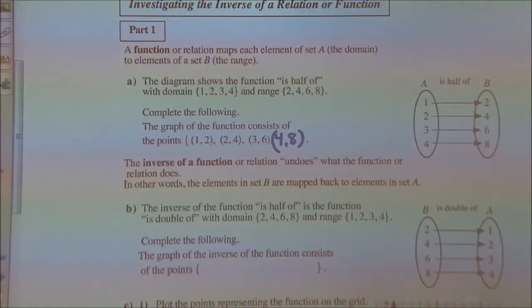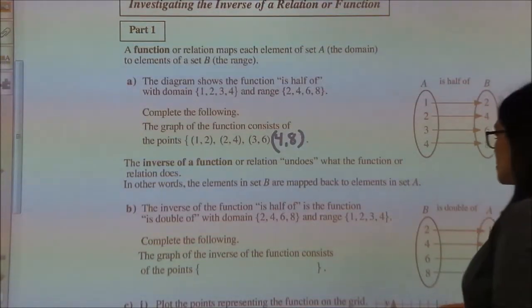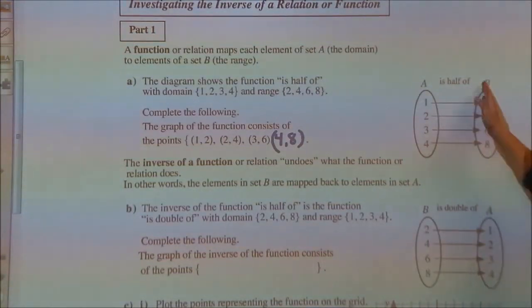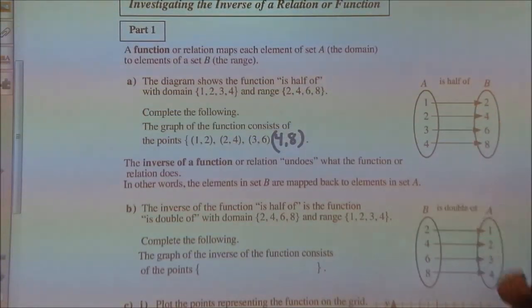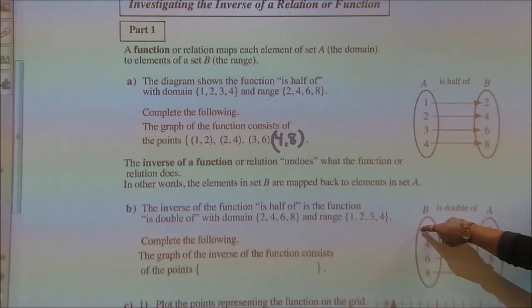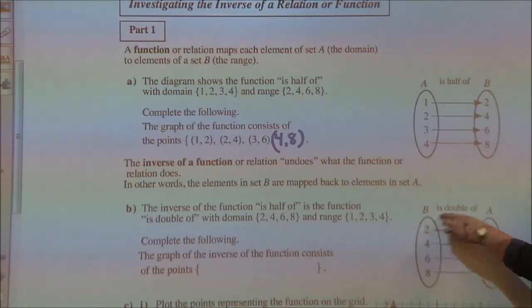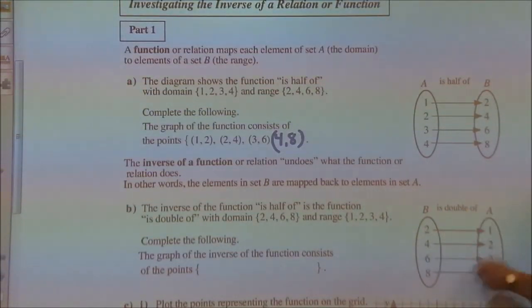The inverse undoes this. So if I was to do the inverse operation, set B would now become my new set A. It would become my new domain. And then the domain, or my set A, would become my new range. So in other words, the elements of set B are mapped back. So the way that I could look at it is 2 is double of 1. 4 is the double of 2, 6 is the double of 3, 8 is the double of 4.